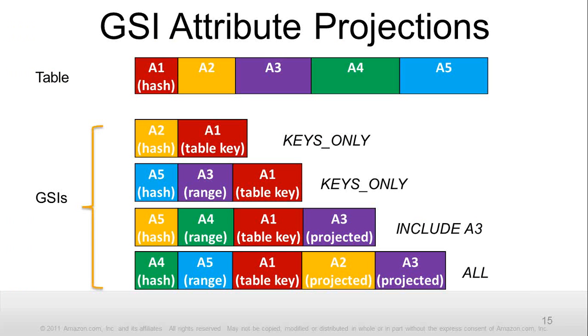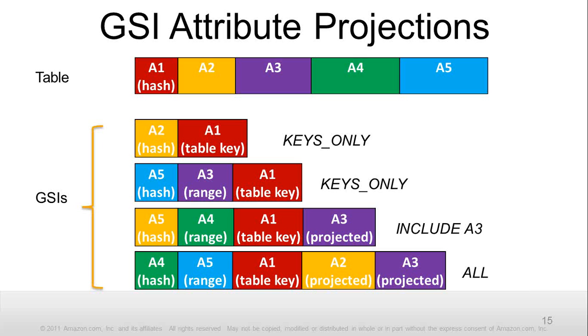I want to go into the details of the GSI attribute projections. On the top is a table where A1, A2, A3, A4, A5 are various attributes of the table. In this table, I'm picking a table where the primary key comprises of just the hash key. That table could also be a table with the primary key being a hash key and a range key as well, which we will illustrate more through the examples.